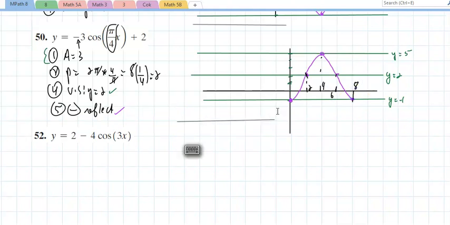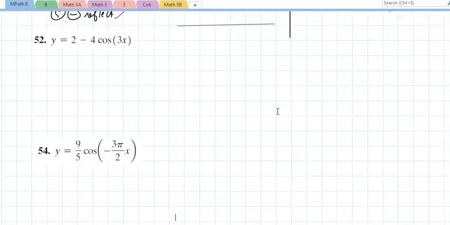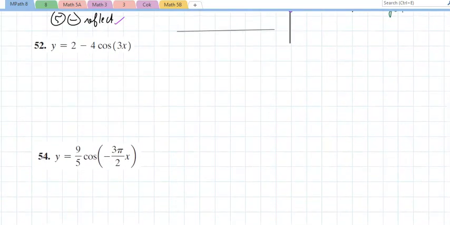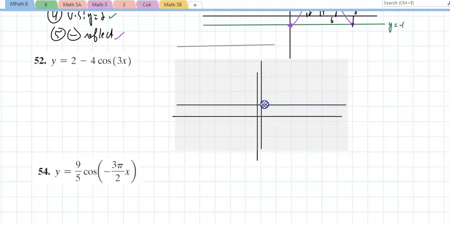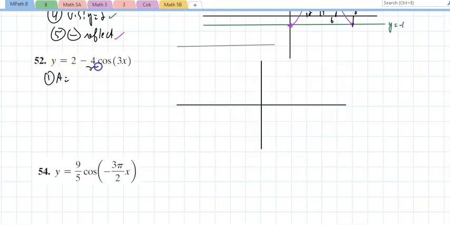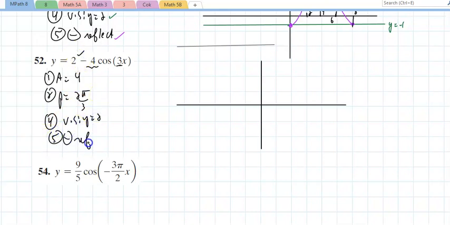52. Amplitude is the number that's being multiplied by a trig function. Period is 2 pi divided by 3. We have a vertical shift of y equal 2, and it's negative, so we reflect.